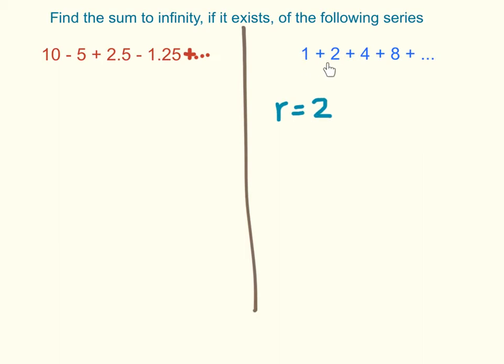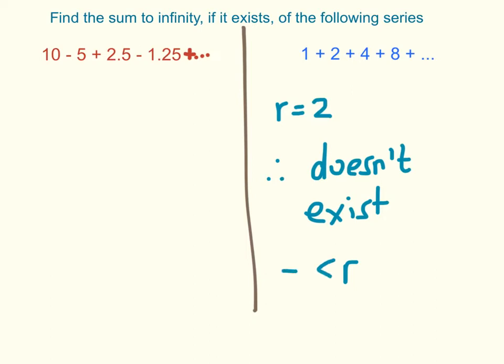Our common ratio is 2, because we're multiplying each term by 2. So it doesn't fit the criteria of being between -1 and 1. So the sum to infinity doesn't exist because r is a big number. You want to be careful with that phrase, if it exists, because it doesn't exist for every single sequence.